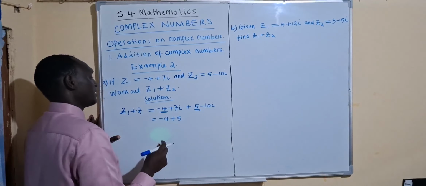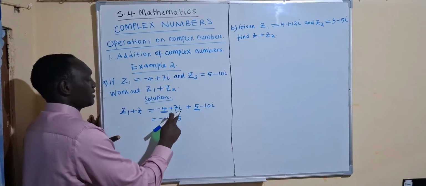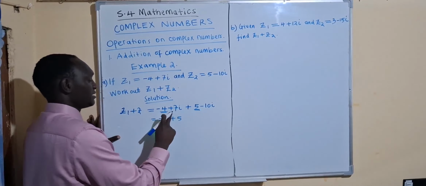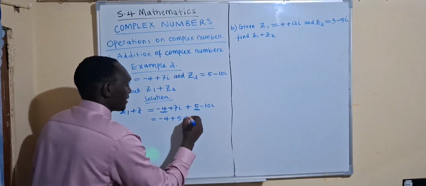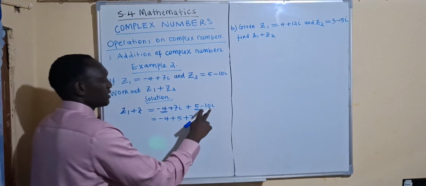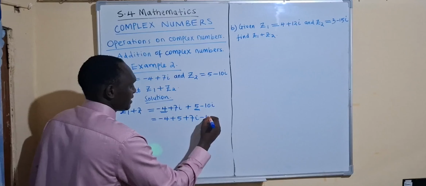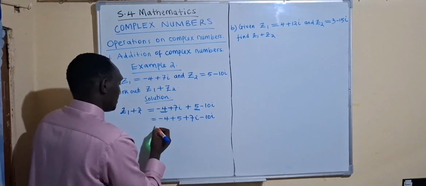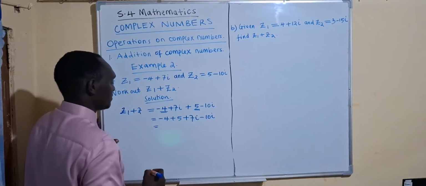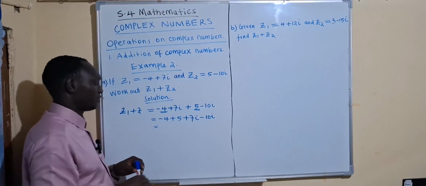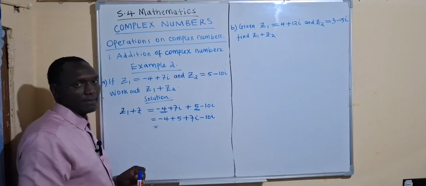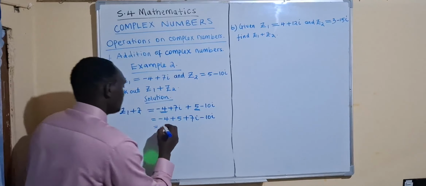Now let's go to the imaginary parts. What is the sign of 7i? It is positive. So we can say here plus 7i. What is the sign of 10i? It is negative. So we can say here minus 10i. And then this is now simple addition. Negative 4 plus 5 is 1.